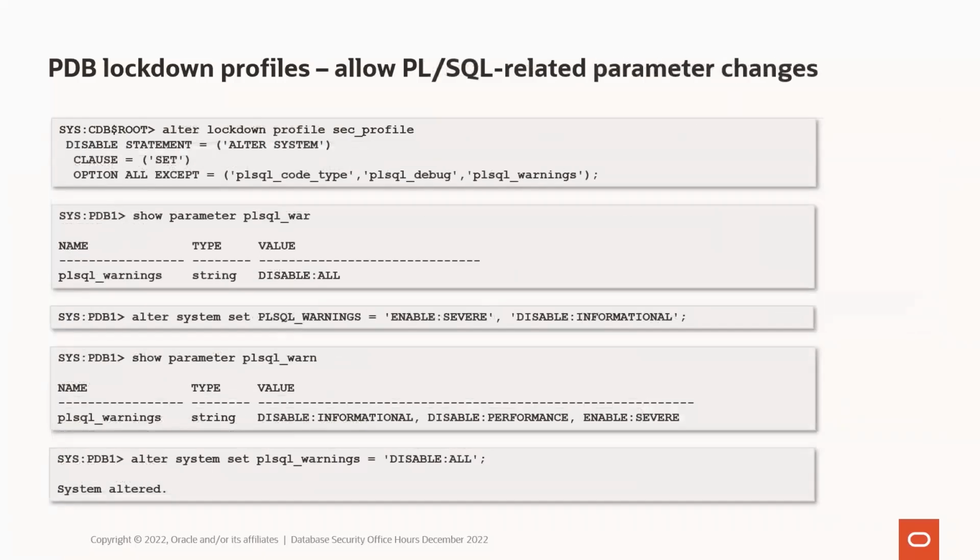Now, let's say we've got developers working in this environment and they say, well, I need to do some PL/SQL debugging. There's some stuff here. I like to set some of these warnings to a higher level, so it makes it easier for me. Okay, cool. We can enable options there. So we're going to disable all alter systems except these 3 options. And then we can see what it's set to. We can set it, we can change it, we can enable it, we can turn it back. So we can control and allow the administrators within that pluggable database to set this parameter.